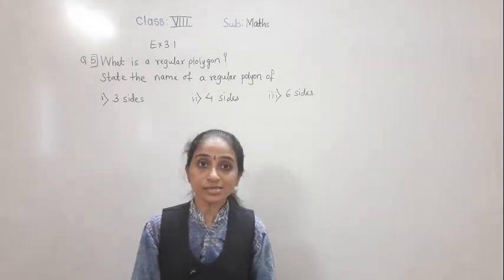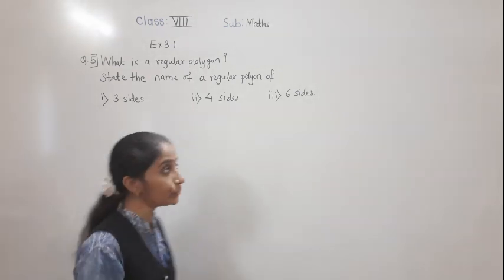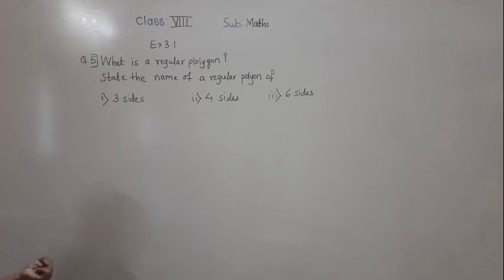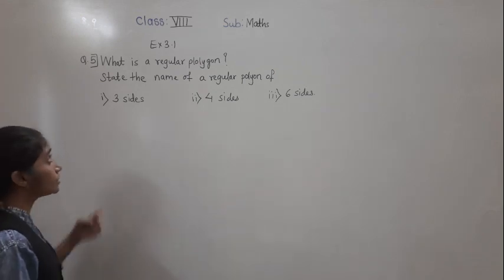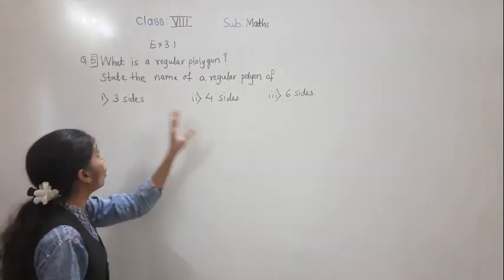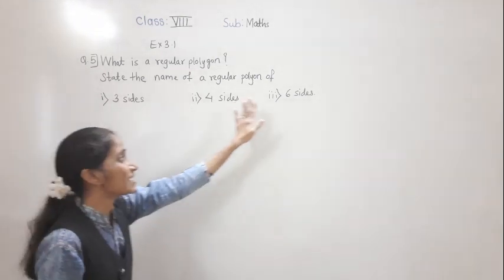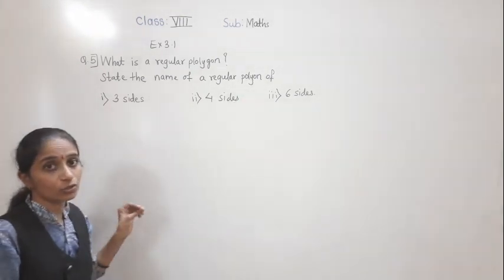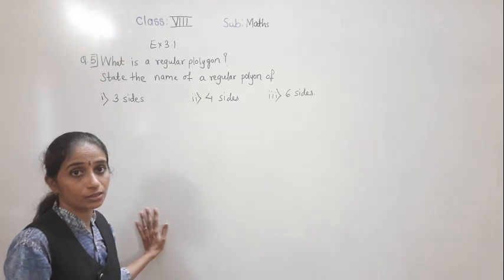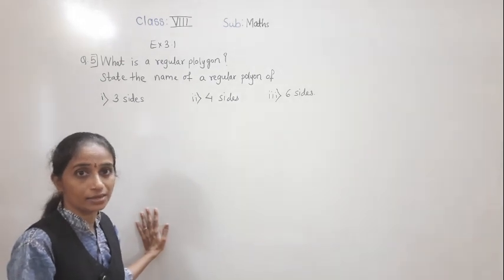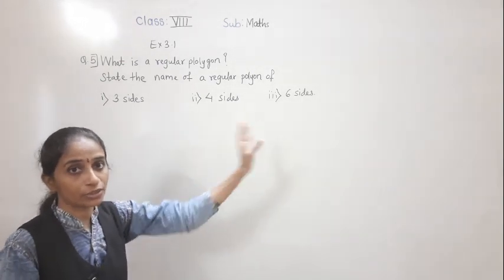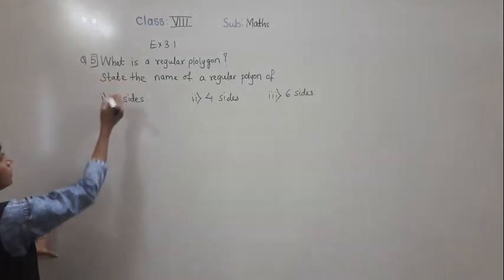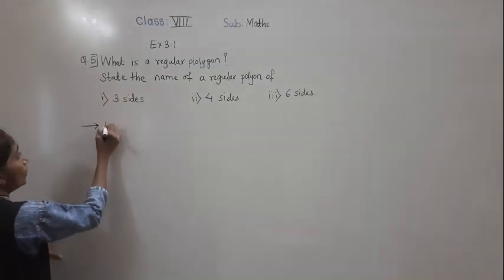Good morning students. Let's solve exercise 3.1 question number 5. What is a regular polygon? State the name of a regular polygon of 3 sides, 4 sides and 6 sides. Okay. What is a regular polygon? A polygon with equal sides and equal angles is called a regular polygon.